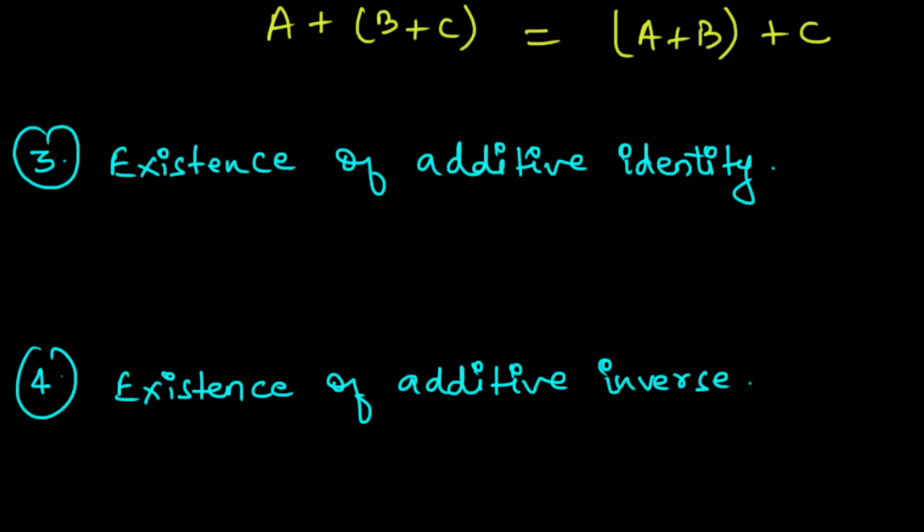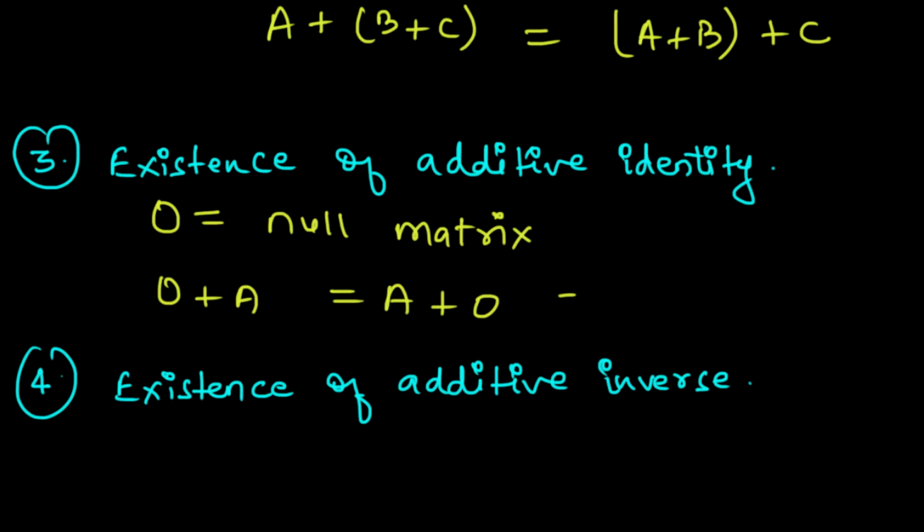Existence of additive identity. For addition, as we discussed earlier, the null matrix, that is O, acts as the additive identity. So it means that if you add O plus A or A plus O, you will simply get the matrix A itself. So O, that is the null matrix, acts as the additive identity in case of addition.